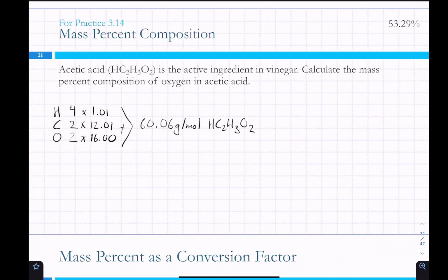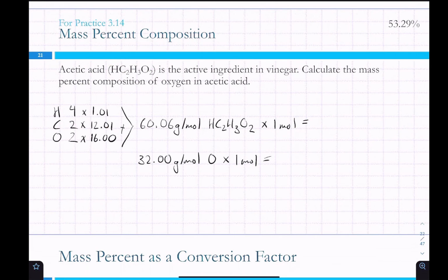Now we want to know the mass percent composition of oxygen in that acetic acid. So we need to use the molar mass of all of the oxygen that's in that acetic acid. So that's 2 times 16, so we'll have 32.00 grams per mole of oxygen. And then this is where we're assuming that we have 1 mole of the total compound. So we would technically multiply this by 1 mole and technically multiply this by 1 mole, but those will both give us those same numbers.